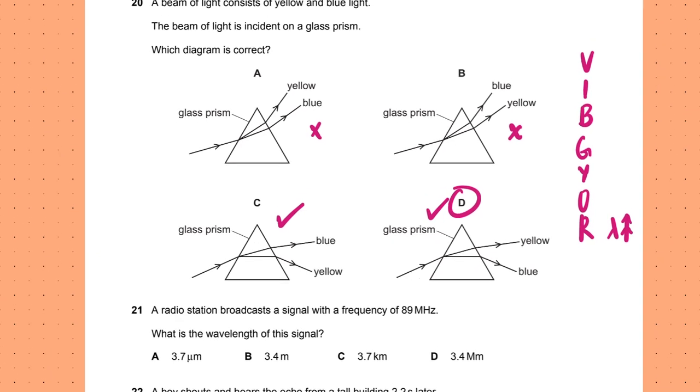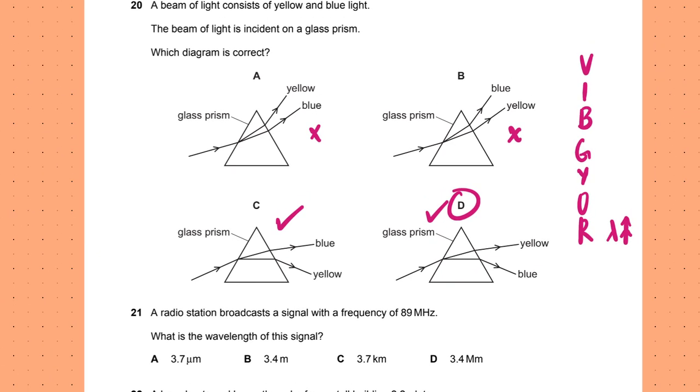A radio station broadcasts a signal with a frequency of 89 megahertz. What is the wavelength? So v equals f λ, 3.0 × 10^8. f is 89, mega means 10^6, and there's the lambda here. So we just need to make that the subject. So lambda turns out to be 3.37, 3.4. So it's 3.4 meters. It's B.